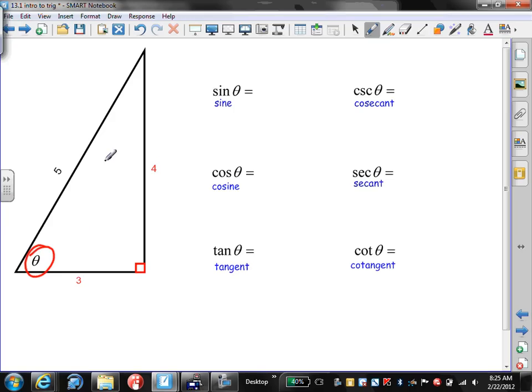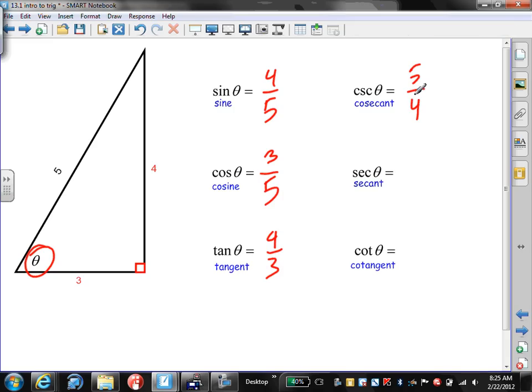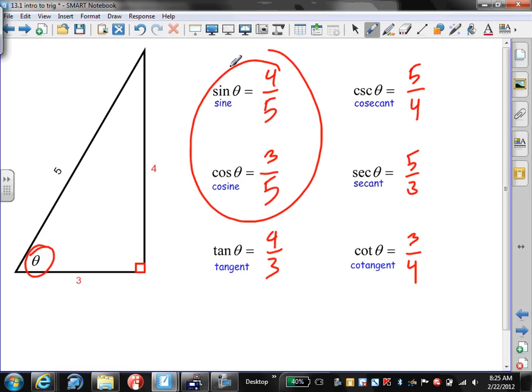Sine is opposite over hypotenuse, so I'm going to say 4/5. The cosine is the opposite one, which is adjacent over hypotenuse, which is 3/5. Tangent is sine over cosine, so 4/5, opposite over adjacent. Then over here, I'm just going to flip them. This is going to be 5 over 4. This one's going to be 5 over 3. And this last one's going to be 3 over 4. Okay, so notice, very simple. Again, I get all my original data from those two right there. I like to get those two knocked out first.